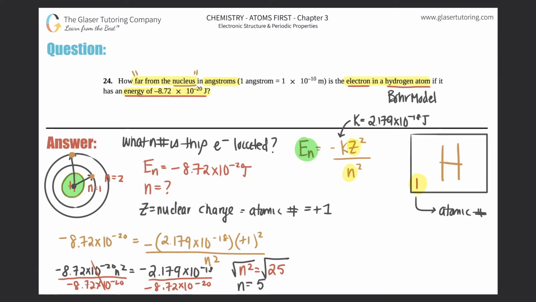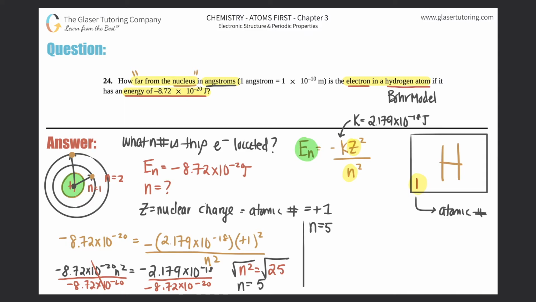Okay, so now that electron is 5 shells away, but that doesn't answer the question. They want to know how far in angstroms. Well, there's another formula. Because we now know the n number, right? We now know that n equals 5.